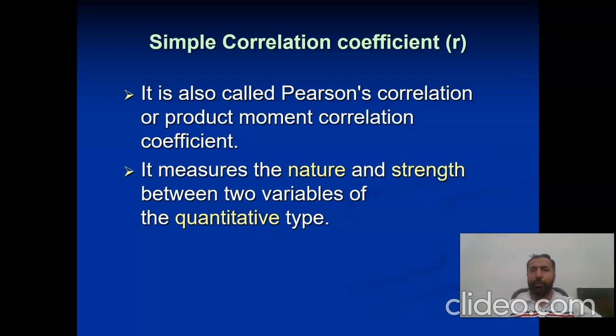By qualitative variable, we mean those variables which cannot be measured quantitatively. For example, gender, marital status. Now these are the variables which are not quantitative.